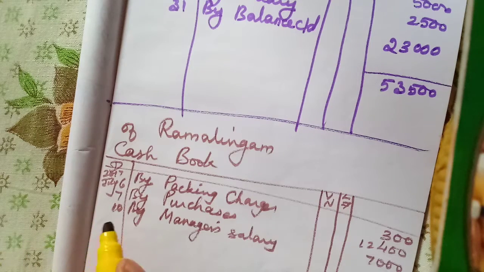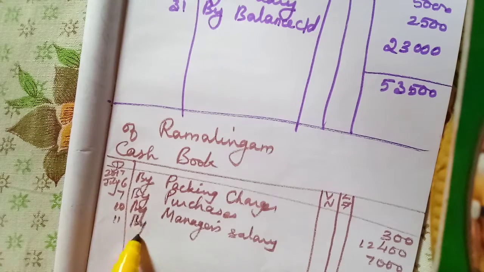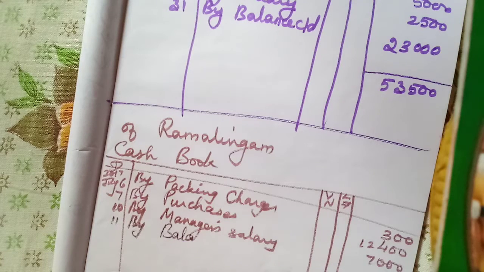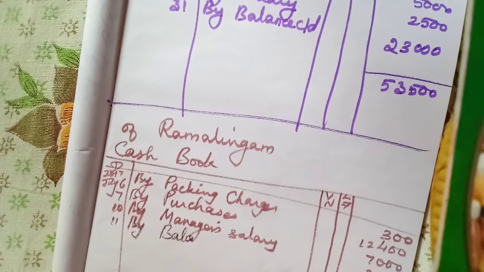Paid to Bala. Payment. Okay, 11, by Bala, $3,000. Purchased goods from boss, we may, no need to write. Okay. Cash deposited into bank through CDM.